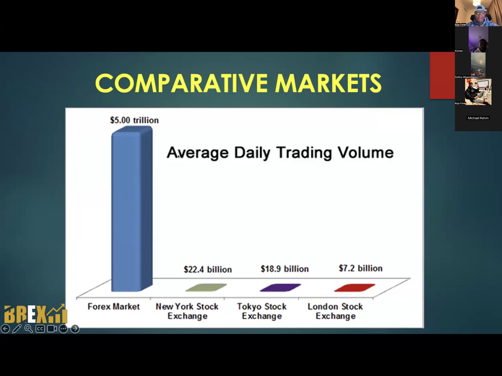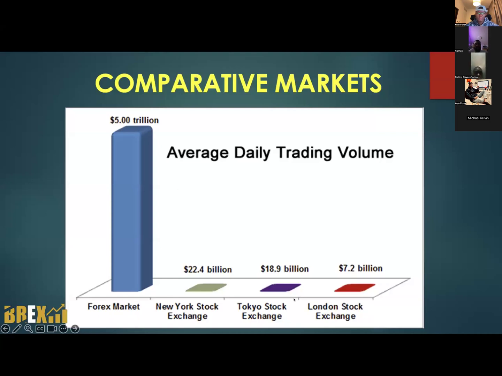So currently, the average daily trading volume in the forex market is no more 5 trillion. As at the time when I prepared this slide, it was 5 trillion. Currently, it's $6.6 trillion in volume, actually, right? It's not in quantitative, it's just volume. But if you divide $6.6 trillion by 100,000, then you're going to know the monetary value that is traded actively on the forex market on a daily basis.